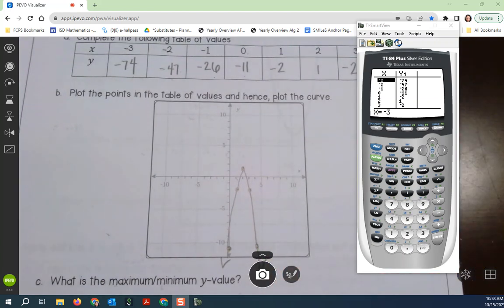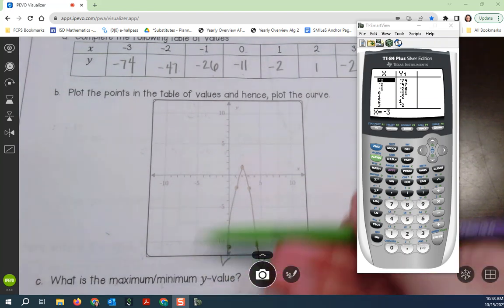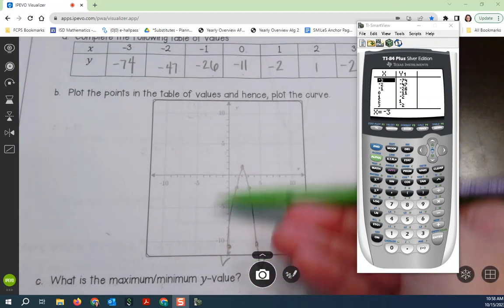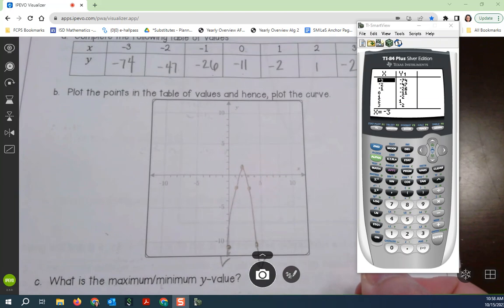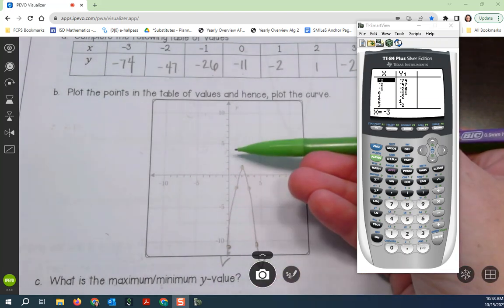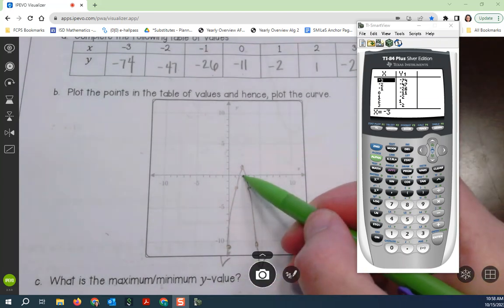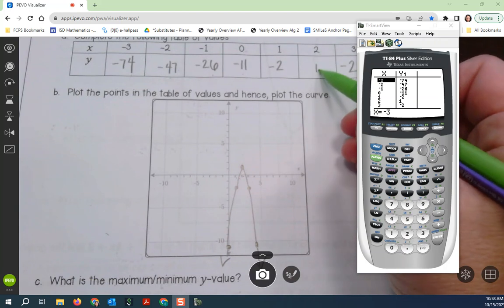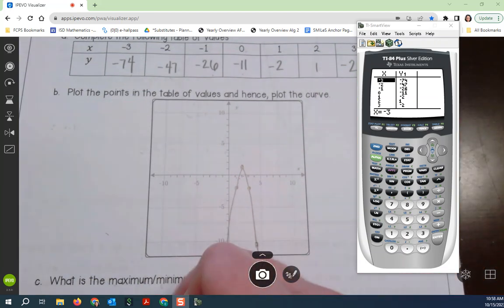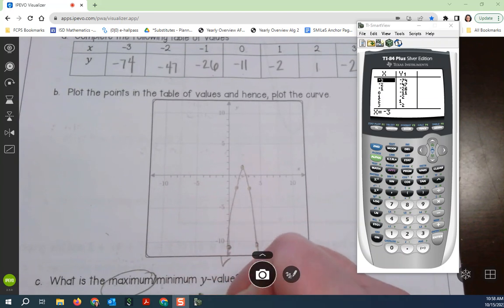Okay, so it says, what is the maximum or minimum y value? And you can see that this graph has a maximum value. It goes to negative infinity, so it has no minimum y value, but it has a maximum y value. And that would be here when x is 2, the y is 1. And so the maximum y value is 1.